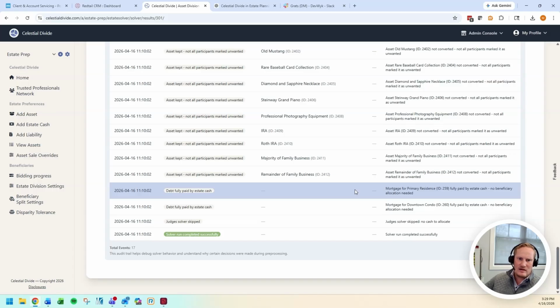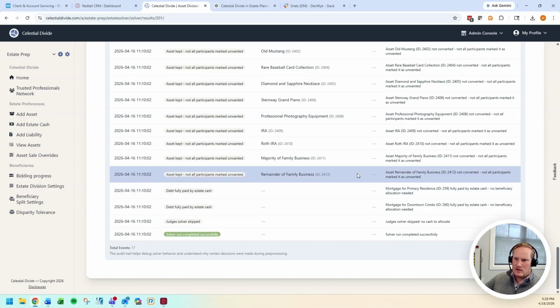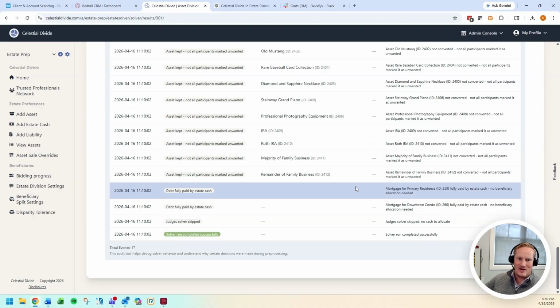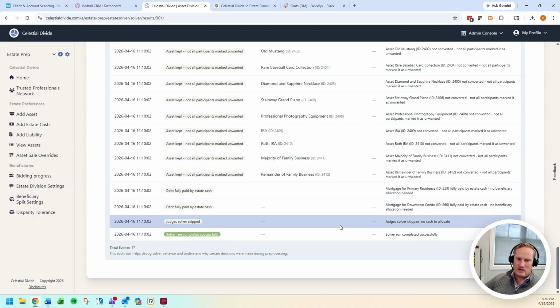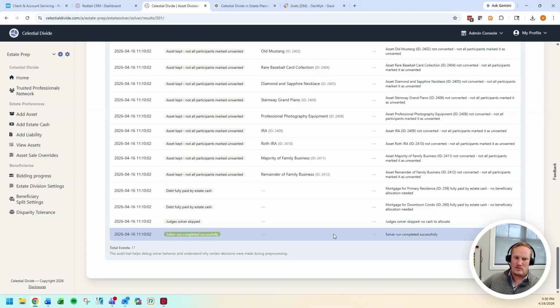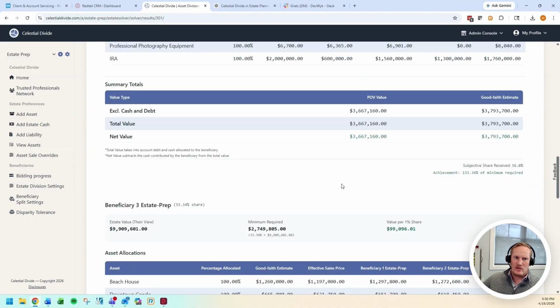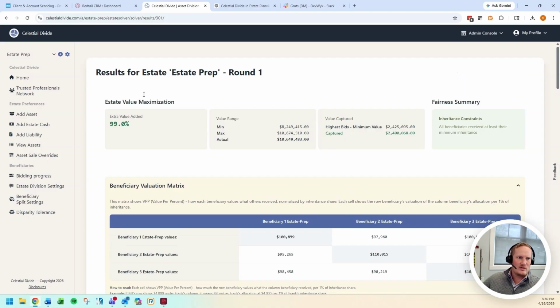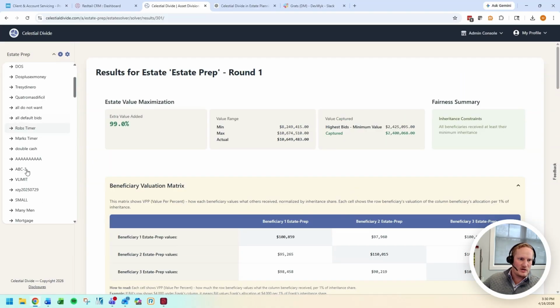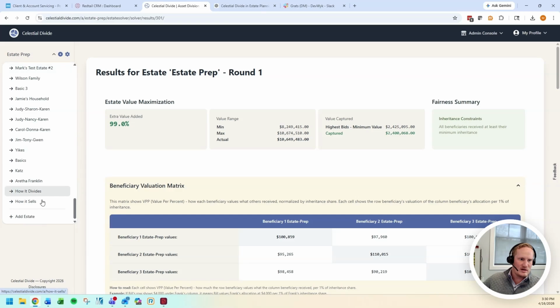In this case, it is quite straightforward. There is no debt to pay off, and the judge's solver is skipped because it is already fairly split, and we're able to say the solver ran successfully. Let's take a look at a more complicated one now and see what that audit trail looks like, as I do think it is important to understand when there are difficulties.